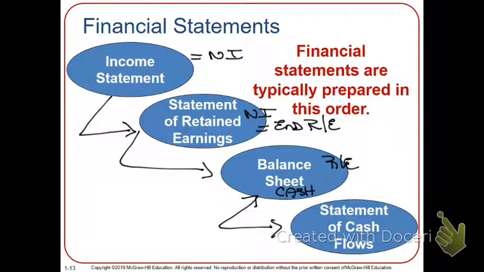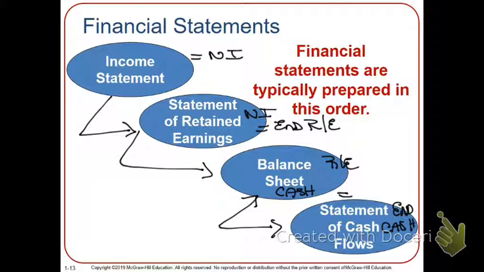The balance sheet has cash on it, and the statement of cash flows has ending cash, and those two numbers just need to equal. So that's why the statements are prepared in that typical order: income statement, statement of retained earnings, balance sheet, statement of cash flows.